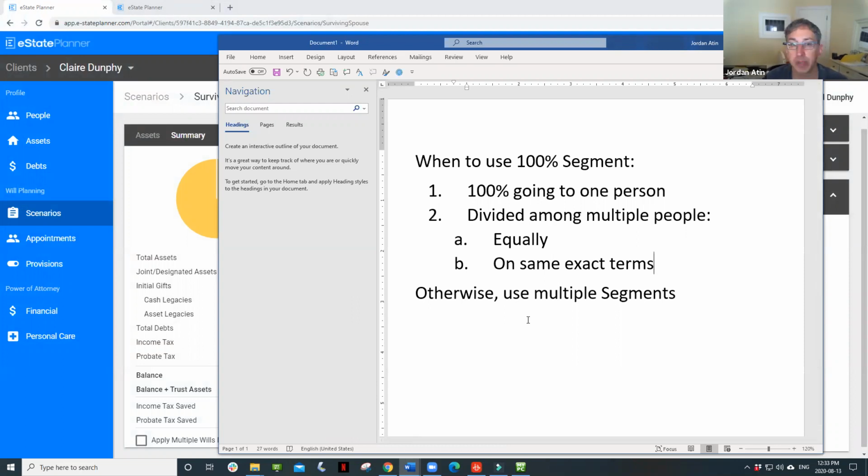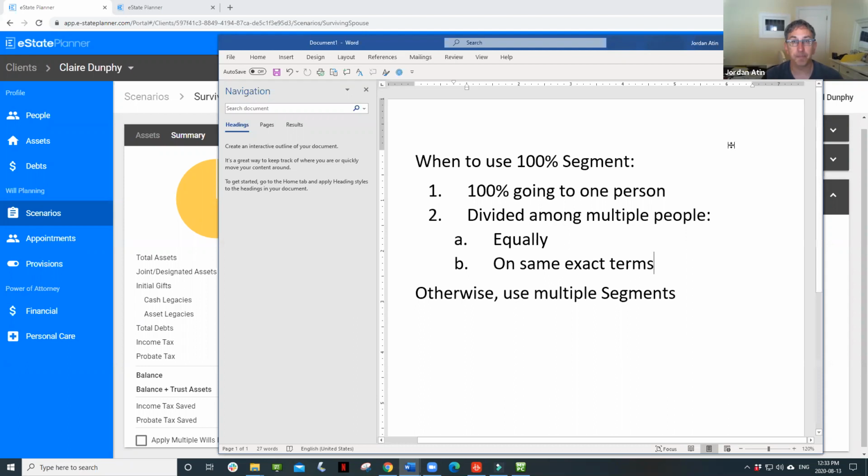Well, I'm going to use a single segment in two situations. One, where there's 100% of the residue going to one person. That's an easy one. The other time that you're going to use a 100% segment and then divide it into smaller segments is if you're dividing it among multiple people, so 100% divided among multiple people, and on two conditions. One, it's going to be equally, and two, it's on the exact same terms. So they're all getting it absolutely with a gift over to their issue and then to other people's issue, the client's issue, for example. As long as everybody's dealing with it in the same way, then you can deal with it that way. If it's not one of those two, then you're going to want to use multiple segments.